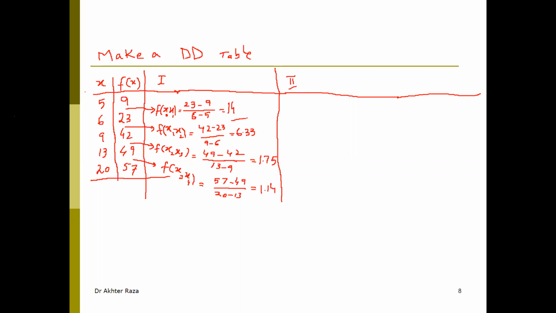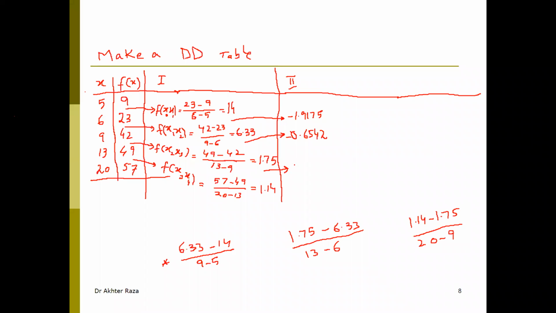How is this computed here? (6.33 minus 14) divided by (9 minus 5). So I'm just writing it here: 6.33 minus 14 divided by 9 minus 5. This is the answer to be calculated here. You have to compute it, and I will ask you what the answer is.